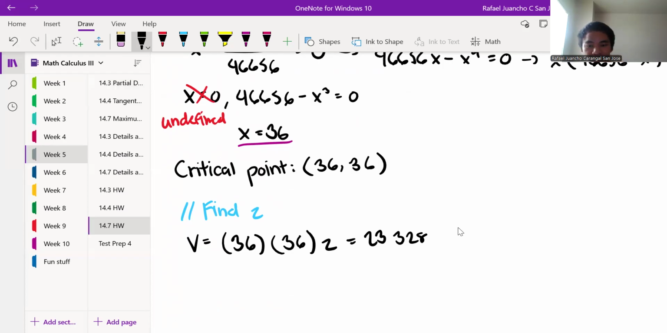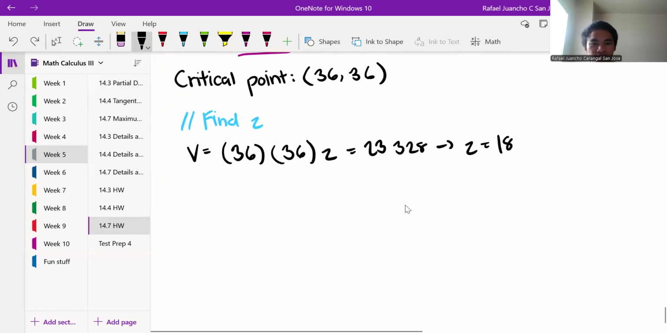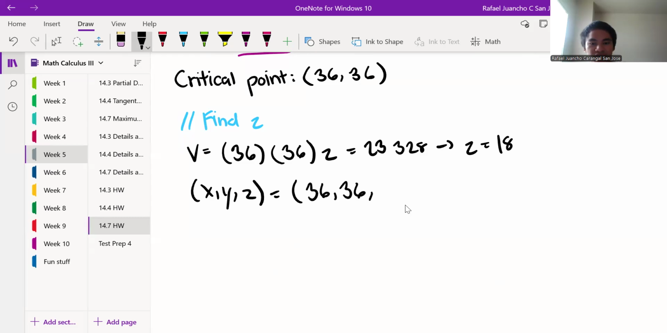Z would give me 18. So those are my dimensions. My dimensions x, y, z are 36, 36, 18. Done.